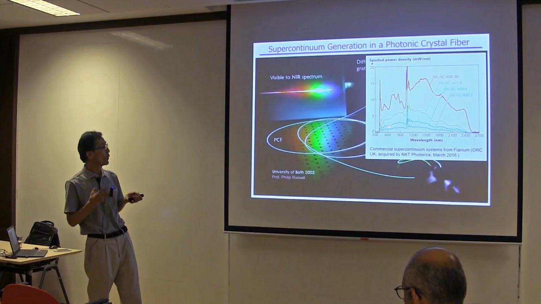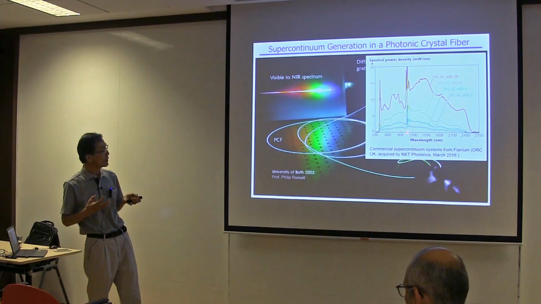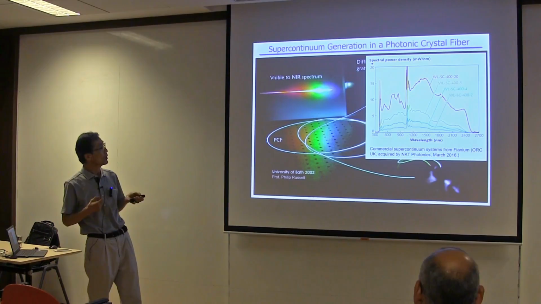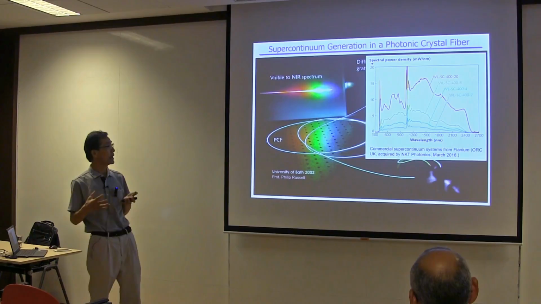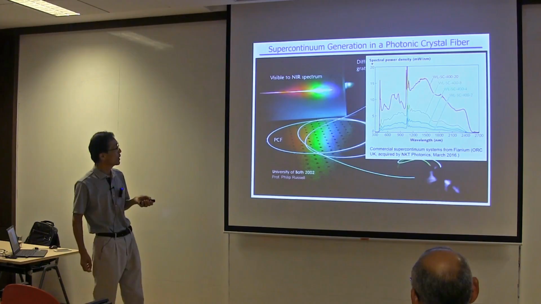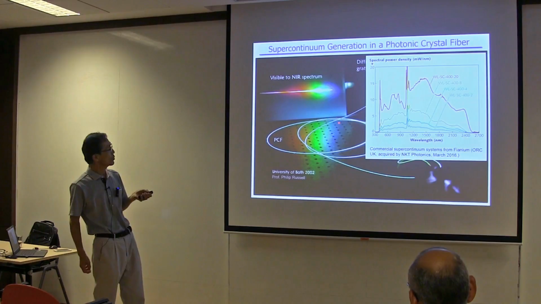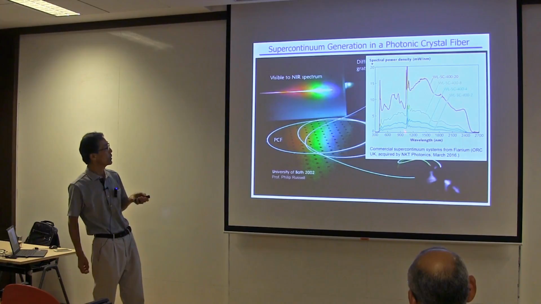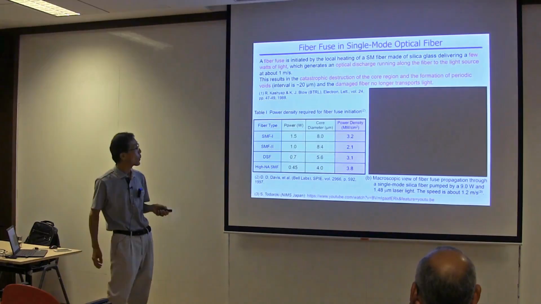And also, when we can generate an octave-spanning spectrum source, it can serve for the optical clock by stabilizing the laser. So I will not go into detail here. The requirement for the fiber is a very small core, and also the dispersion at the pumping wavelength should be zero or minimum in order to enhance the nonlinear effect. And next, I'd like to describe the optical fiber fuse.